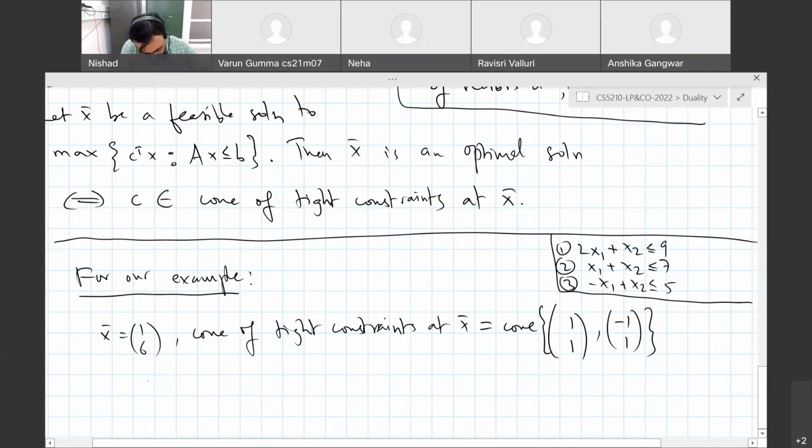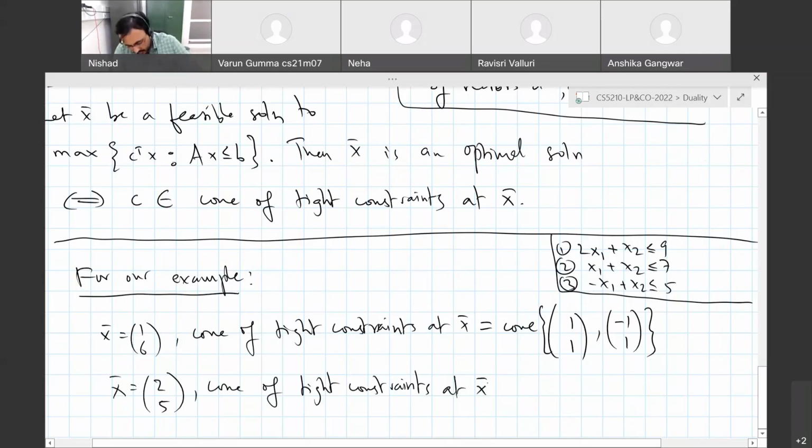Right? And if X bar would be equal to 2, 5, which was the other point we were considering, then the cone of tight constraints at this vector 2, 5. So let's plug in 2, 5 into these three. And what do you get? The first one is tight. So you get the vector 2, 1. And the second one is also tight. So you get the vector 1, 1. And the third one is not tight.